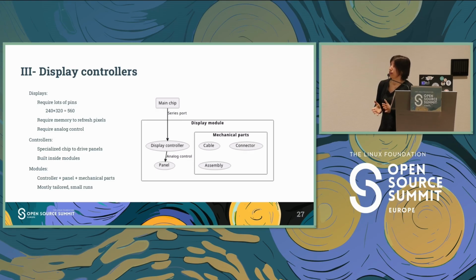It's a specialized chip to drive display panels, and its peculiarity is that it's mostly built directly inside display modules. So for you, it will be quite transparent, but it's there. There's a chip here. And so what you find in catalogs is not just display panels, it's an assembly of a display controller plus a panel plus mechanical parts. And those products tend to be tailored and manufactured in small runs.